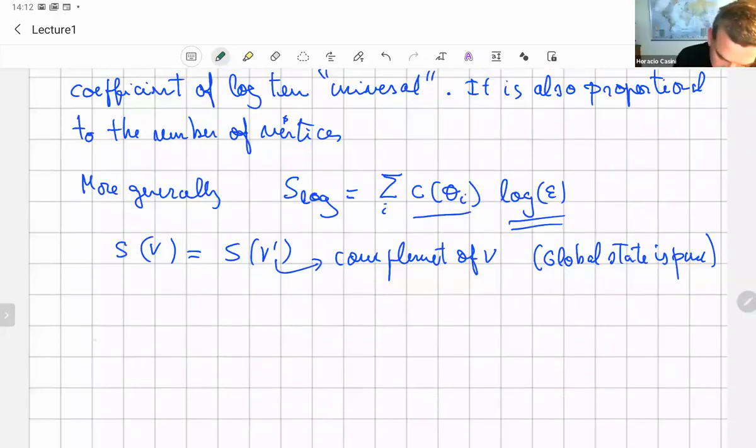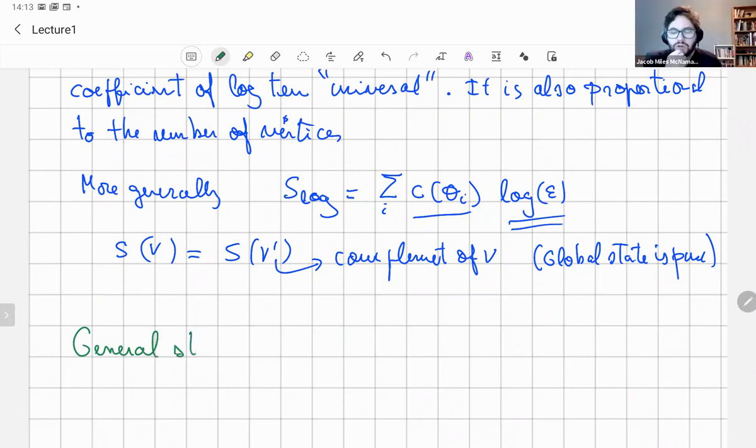So, the general structure. Could I ask one more question? Yeah. More generally, is it going to be something having to do with the curvature of the boundary, instead of just the sum over the vertices? Yeah, exactly. I am going to describe that exactly. Oh, I see. Okay.